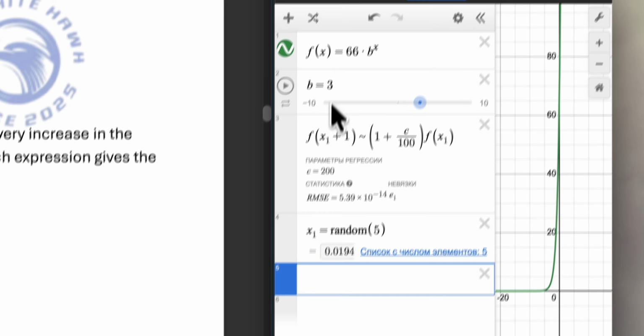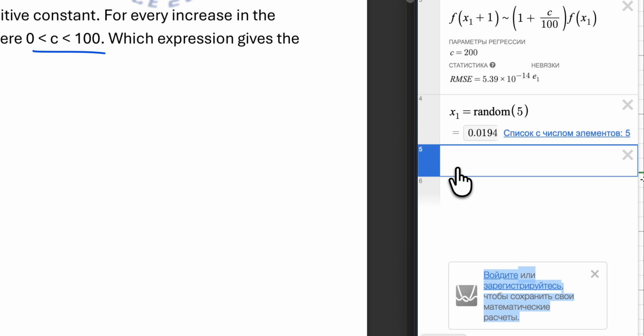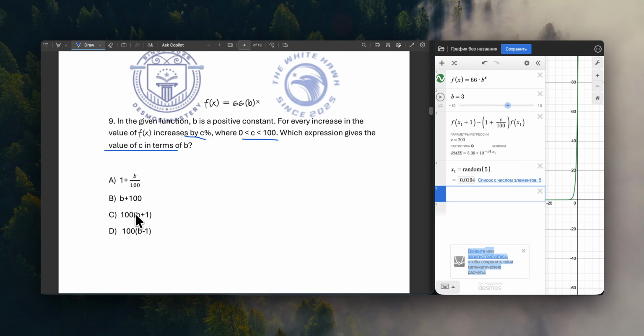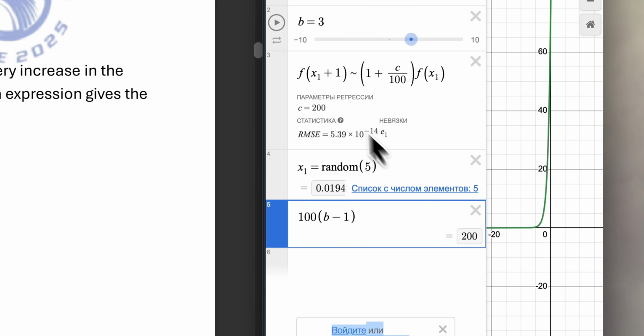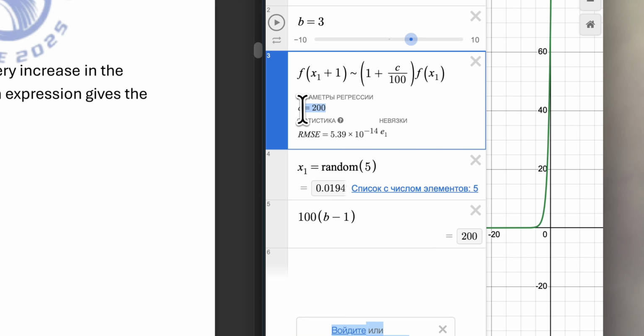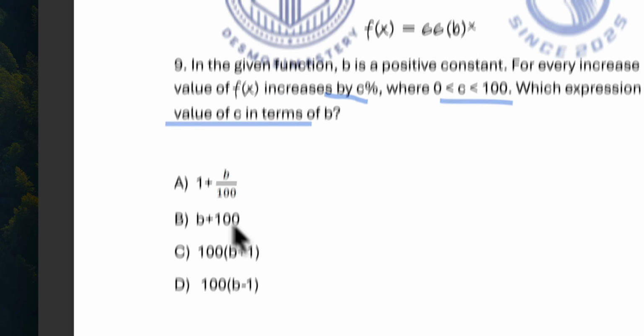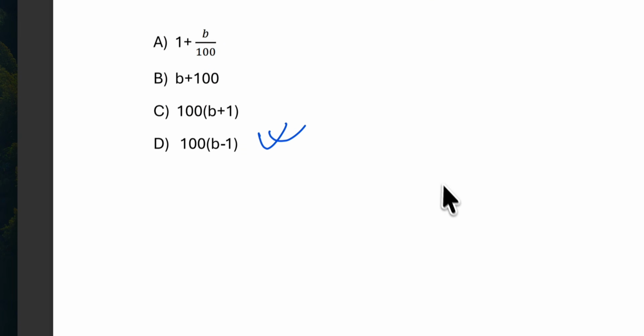If I have b is 3, and I take answer D, for instance, and plug in b, I get 200, which means 200 with a regression, and the answer is D anyways.